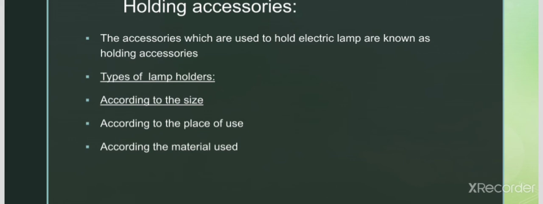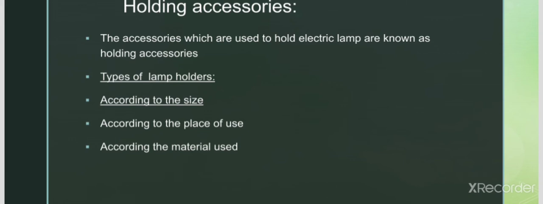Pendant lamp holders can be used up to 200 watts, and these are used in a place where the lamps are required in hanging position. Whereas batten holders can be used for lamps up to 200 watts, and these are used on flat surfaces, round blocks and wooden blocks. This is about the classification of lamp holders according to the size.